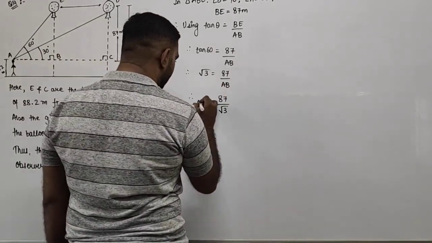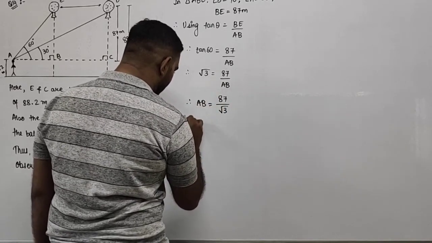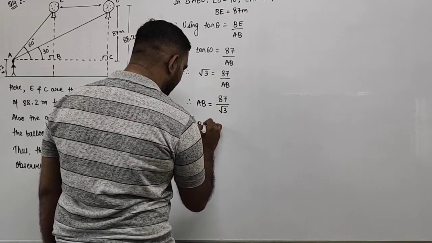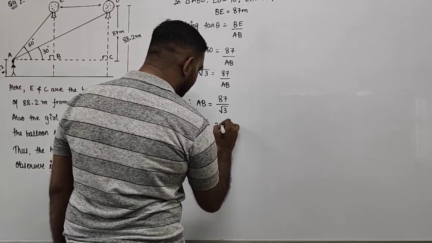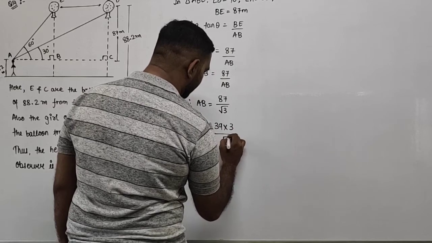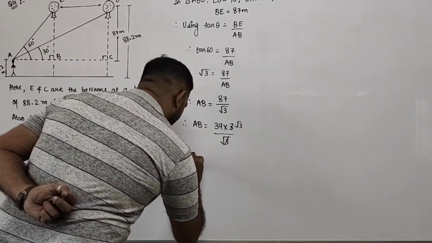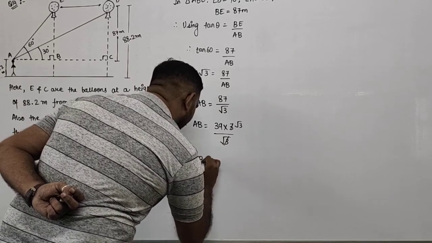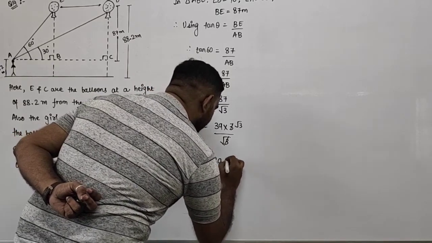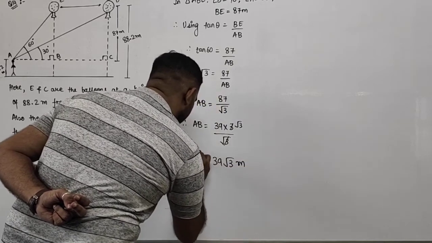So AB is equals to 87 upon √3. Therefore AB is equals to 39 multiplied by 3 upon √3. One √3 will cancel and therefore we get AB is equals to 39 √3 meters.